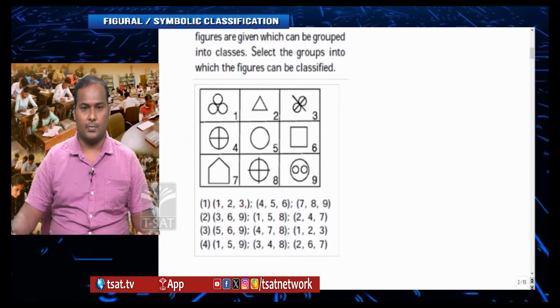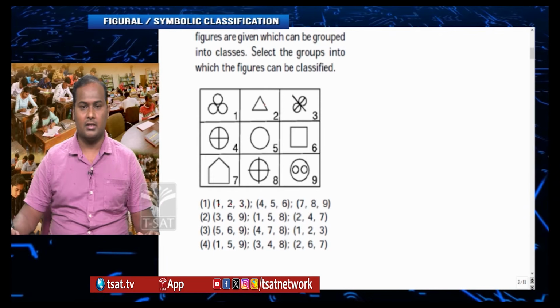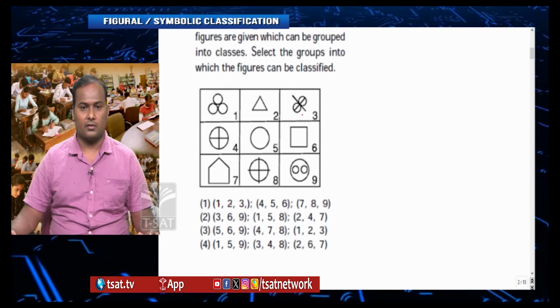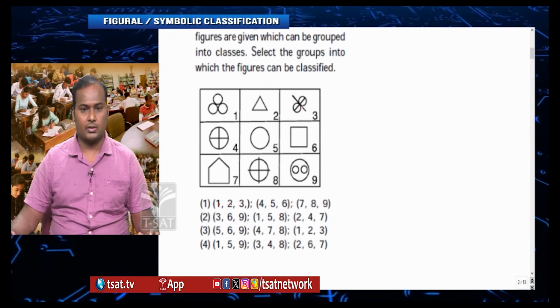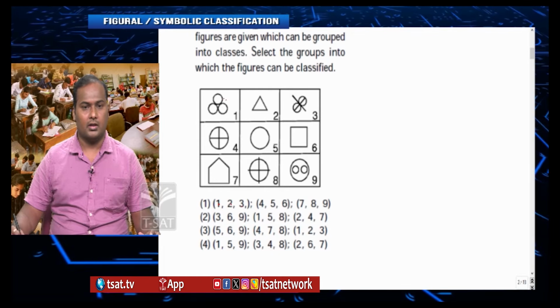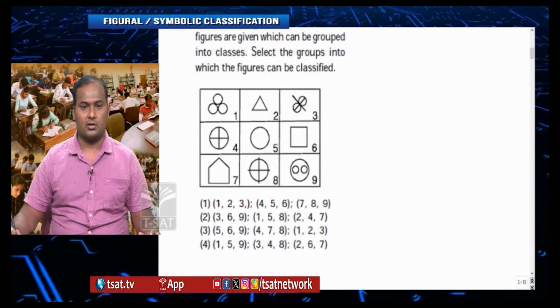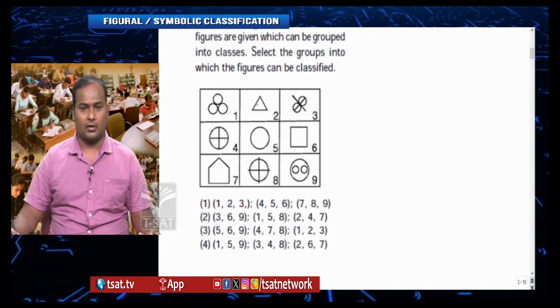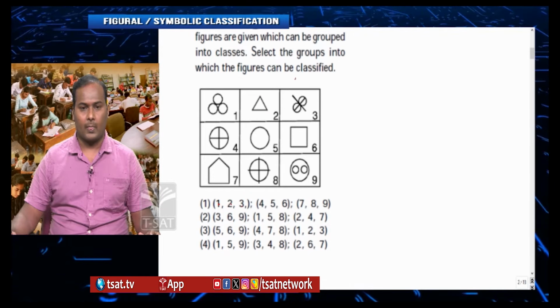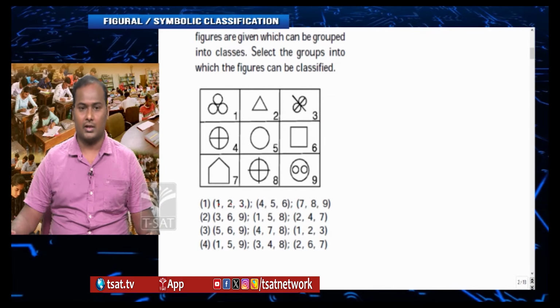If you see these particular symbols, there are circles, there are triangles and there are lines. So first, whenever you see a question, you need to find out what exactly the question is asking. In this question, he is talking about circles, polygons like triangle, square and pentagon, and again there are some lines in between. Based on this, we will try to classify.